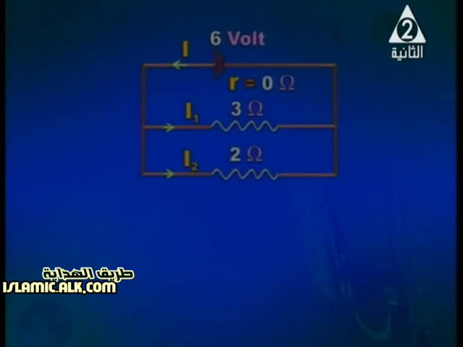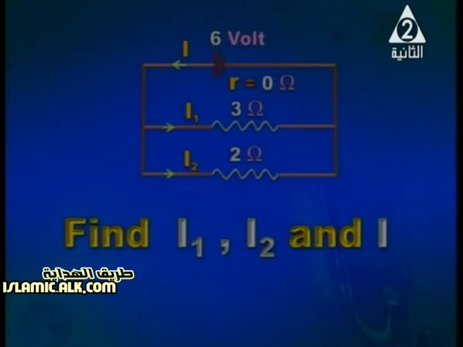Okay, internal resistance of the battery is equal to 0. This is very important. And we want to calculate I1 and I2, also the total current. It's all easy. In this particular case, we've got two resistors connected in parallel to a 6-volt battery. So the whole voltage of the battery is applied across the two resistors.